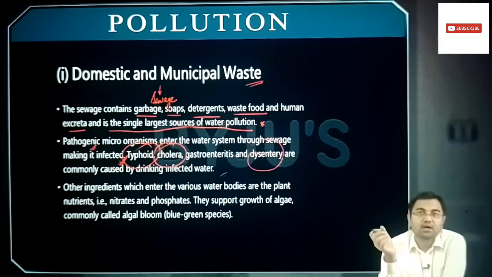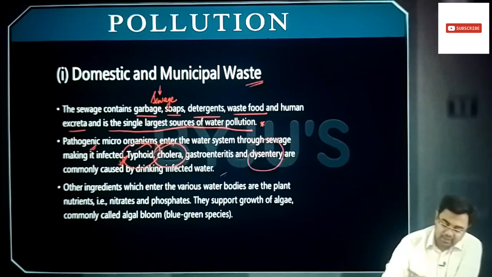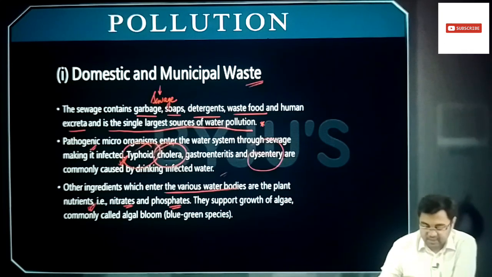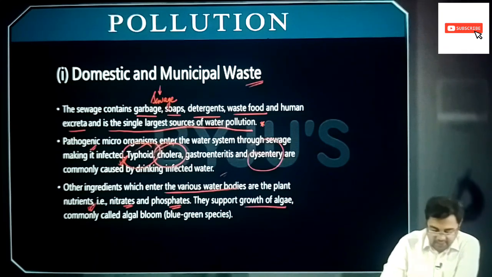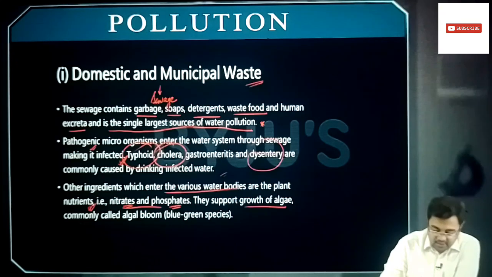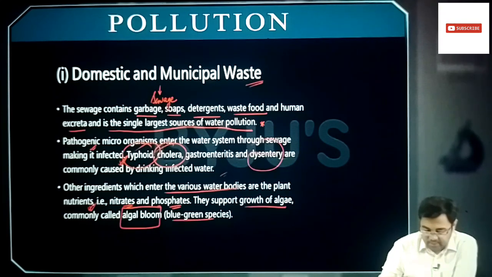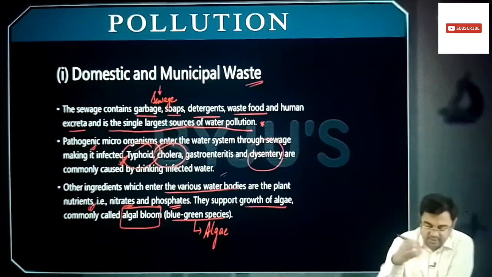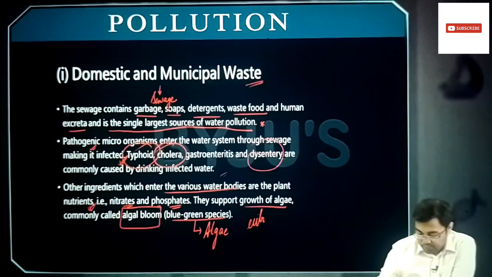Because of this deoxygenation of water bodies, aquatic life may face certain issues. Apart from this, there are other ingredients which enter various water bodies, like the plant nutrients such as nitrates and phosphates. They support the growth of algae, which is commonly called algal bloom, and this is the blue-green species of algae. This process is very famously known as eutrophication.